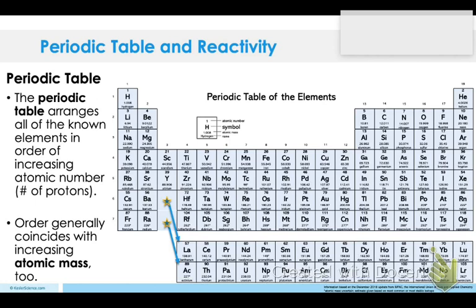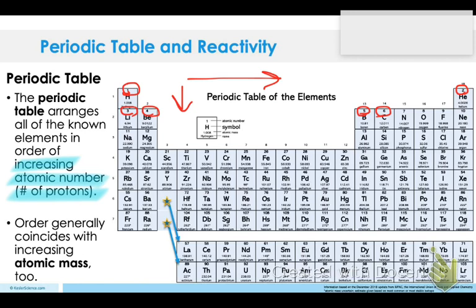Alright, so the periodic table arranges all of the known elements in order of increasing atomic number. So that's the number of protons. Remember that atomic number is the number above the symbol. And that means the number of protons is increasing, it's going up. So it's going up every time you're going right and down. Order generally coincides with increasing atomic mass.